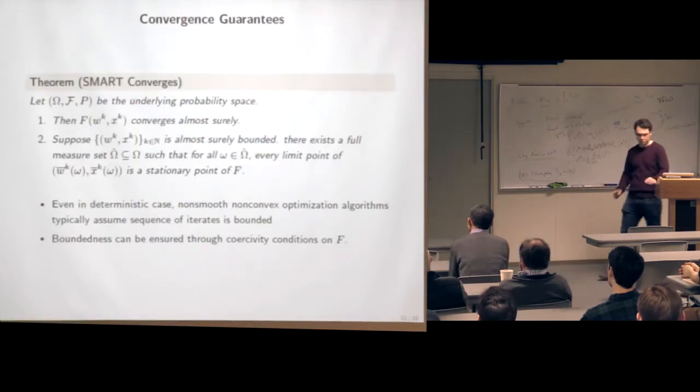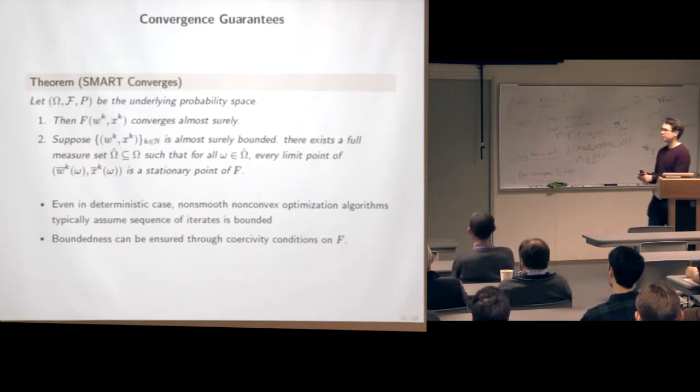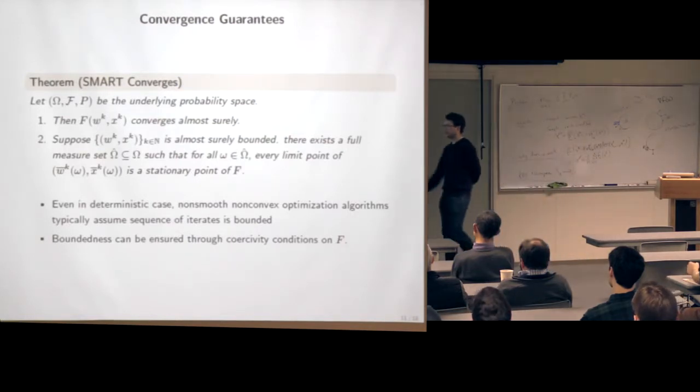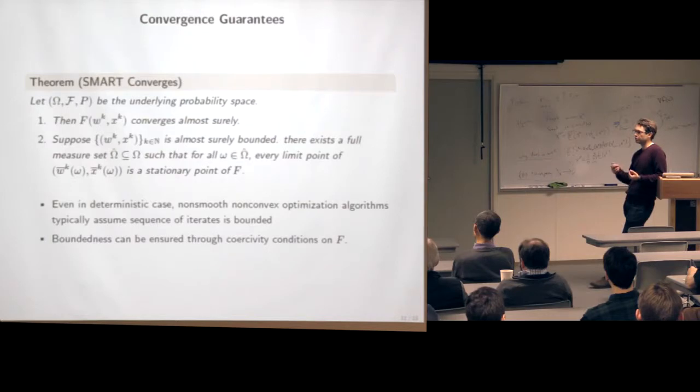All right, and I won't go too much into this, but the short story is that this algorithm, SMART, will converge. The objectives converge almost surely. And whenever the sequence is almost surely bounded, you can find limit points on a full measure set. So even in the deterministic case, you need to make assumptions about boundedness. Otherwise, if you don't want to make the assumptions, you can just impose conditions on f and say the sublevel sets are bounded. So if f is less than a certain value, you can't go too far. So these are fairly common assumptions, but it's the first sort of guarantee in this case. Any questions?